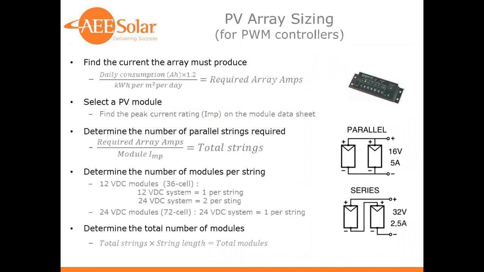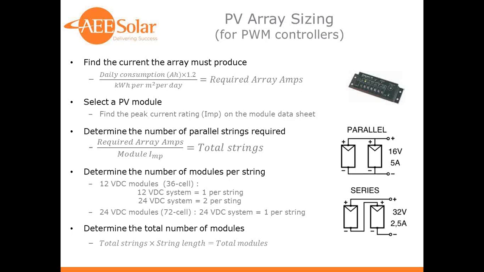When sizing PV arrays for PWM controllers, or pulse width modulation, we're dealing essentially with amps at that point, not wattage from the array. So we need to look at the daily consumption in amp hours, multiply it by 1.2 for losses through the battery, divide that by the kilowatt hours per square meter a day, or the peak sun hours, and we get our required array amps. And then you select the PV module, look at the peak current amp rating, and match that up to figure out how many strings and how many modules you're going to need.